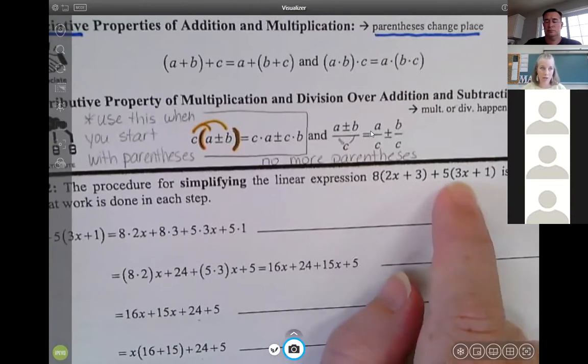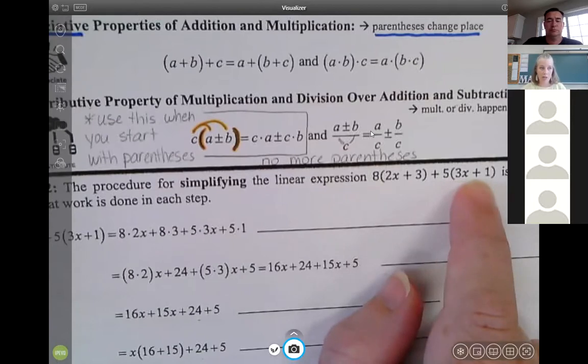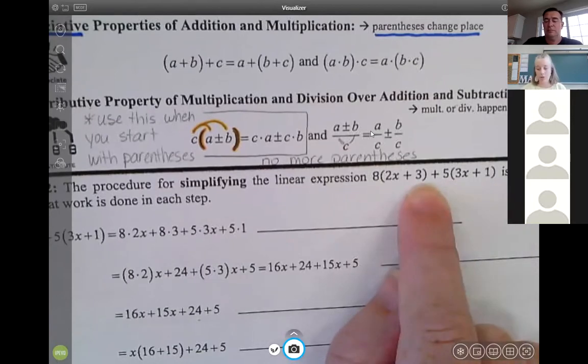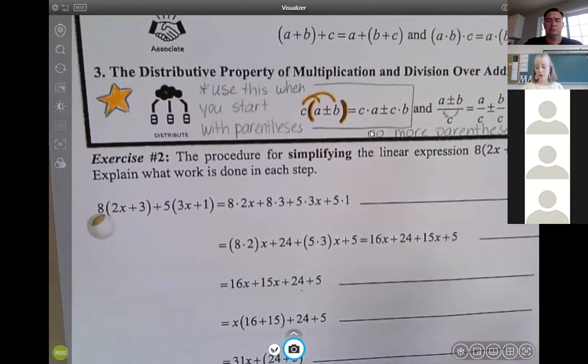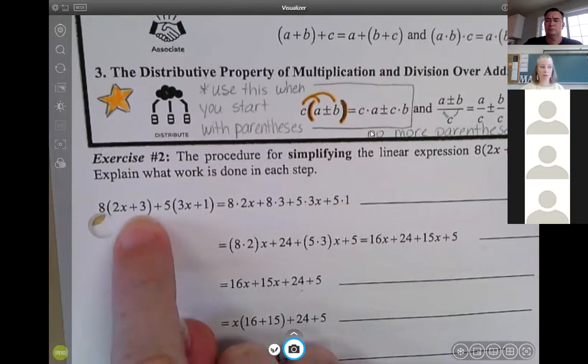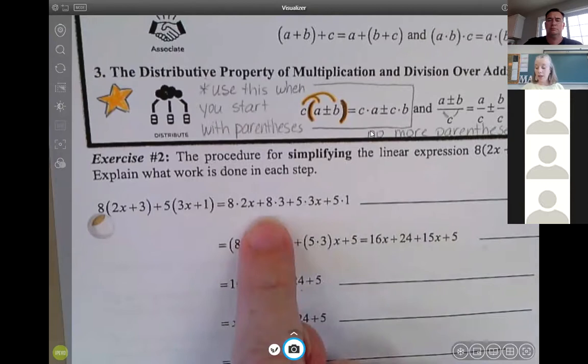Okay, so in this first expression, 8 parenthesis 2x plus 3, close the parenthesis, plus 5 times the quantity of 3x plus 1. That's a messy expression, much more complicated than what we saw yesterday in our notes. So they've already done the math work here for us. We just need to be able to explain the process that they went through. So they copied the problem correctly. We all know that that's important. Then they did this.